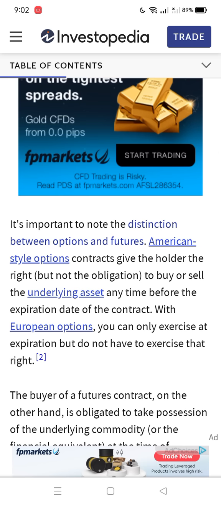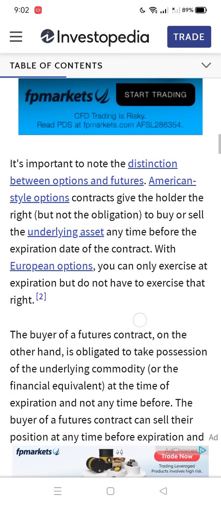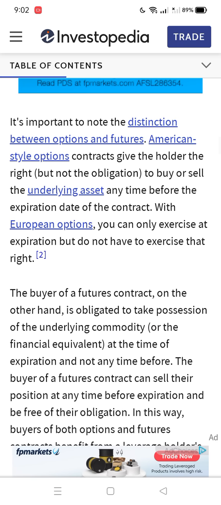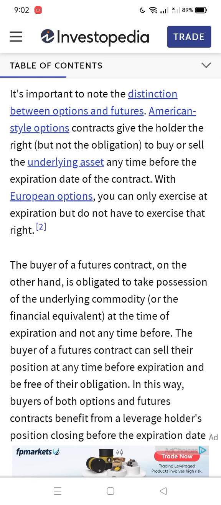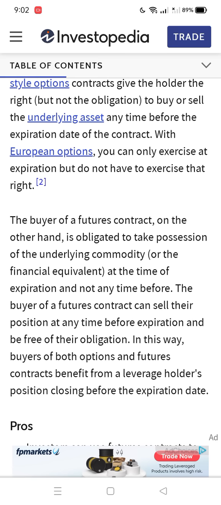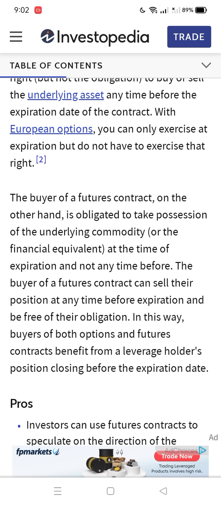It's important to note the distinction between options and futures. American-style option contracts give the holder the right, but not the obligation, to buy or sell the underlying asset any time before the expiration date of the contract. With European options, you can only exercise at expiration, but you do not have to exercise that right.